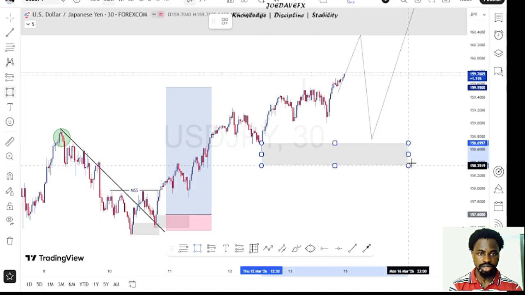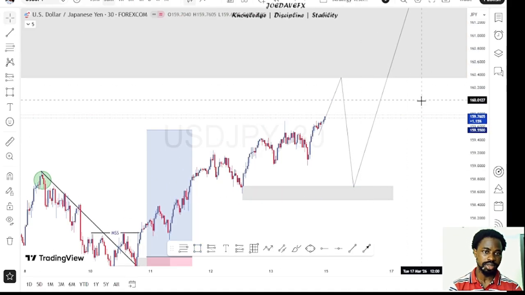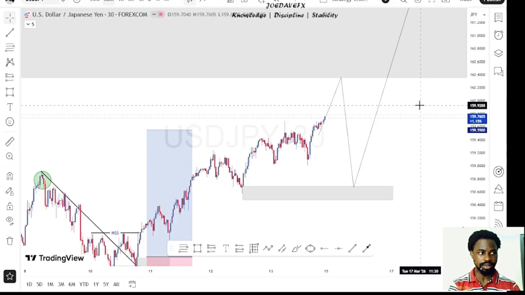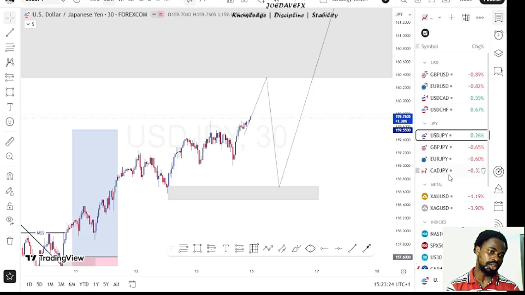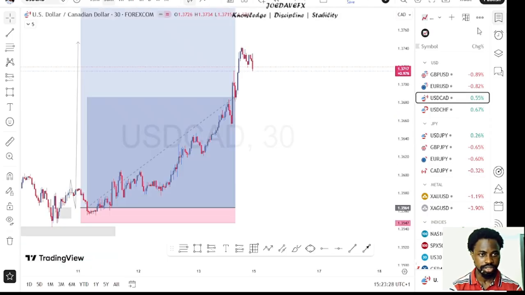So this is actually the order block I'm talking about. Tap into the order block and then take off from there. So we might actually see that in the coming week. So that's for USDJPY. But I was also able to get in on USD CAD, which is a very, very beautiful trade. You can see the screenshots here.